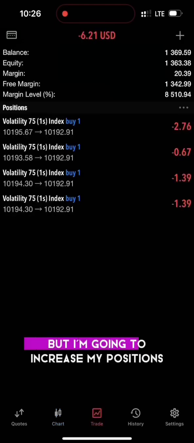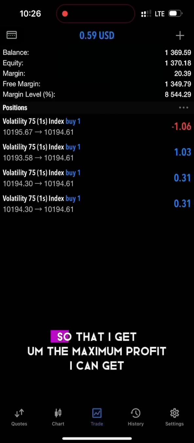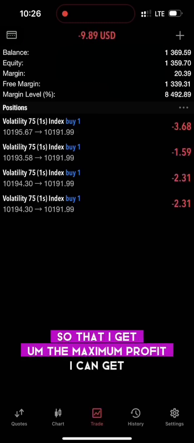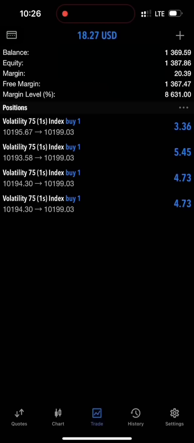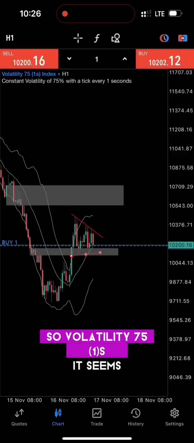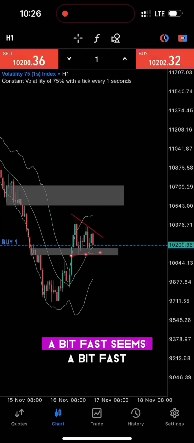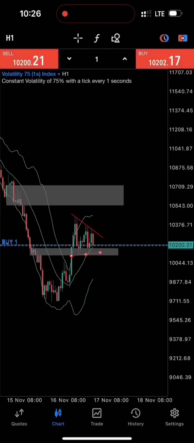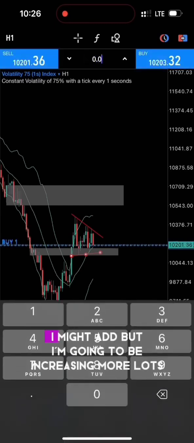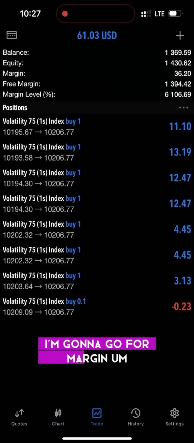It seems okay, but I'm going to increase my positions so that I get the maximum profit I can get. Volatility 75 (1s), it seems a bit fast. Am I dead? But I'm going to be increasing more lots. I'm going to go full margin.